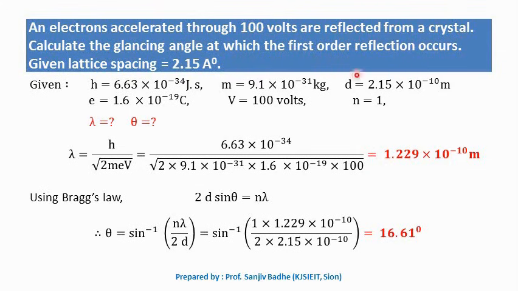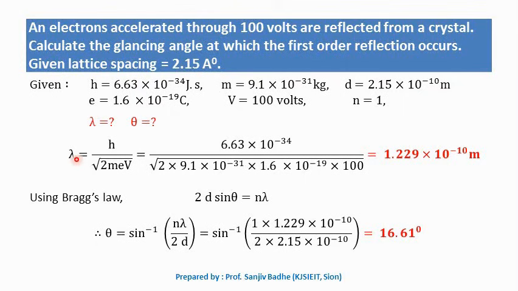first order reflection occurs. So for first order n will be equal to 1, V is equal to 100 volts. All the other constants we know. Planck's constant is 6.63 into 10 raised to minus 34 joule second. Mass of the electron is 9.1 into 10 raised to minus 31 kg. Lattice spacing is given, that is d equal to 2.15 into 10 raised to minus 10 meters. Charge on electron we know it is 1.6 into 10 raised to minus 19 coulomb.